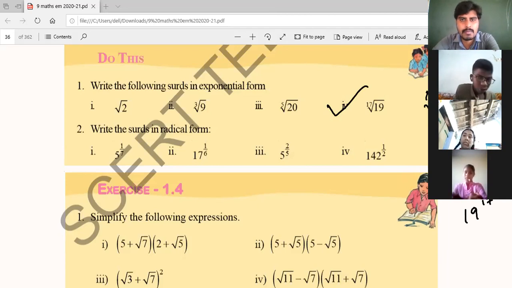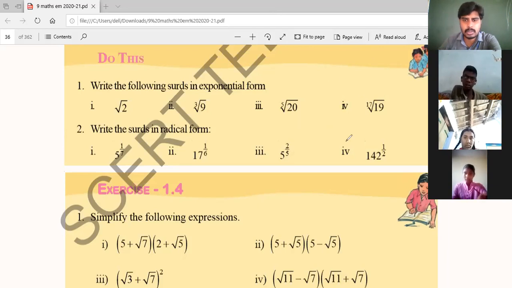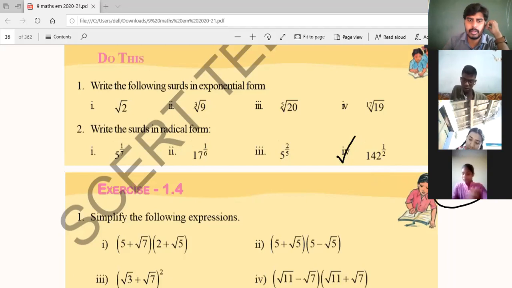The remaining problems you can try. Coming to this fourth one, write the surds in radical form. Simply we can write root 142, or else we can write it like this also. That's it, you have to write.